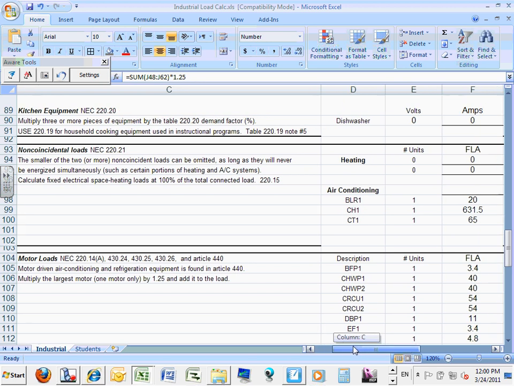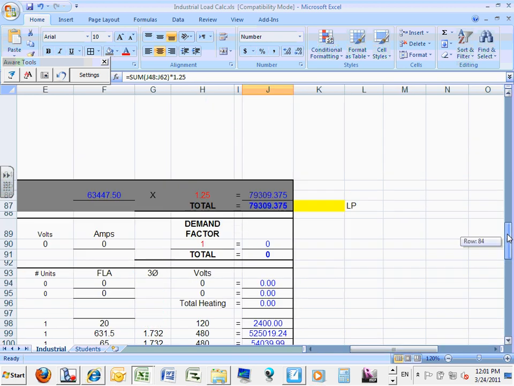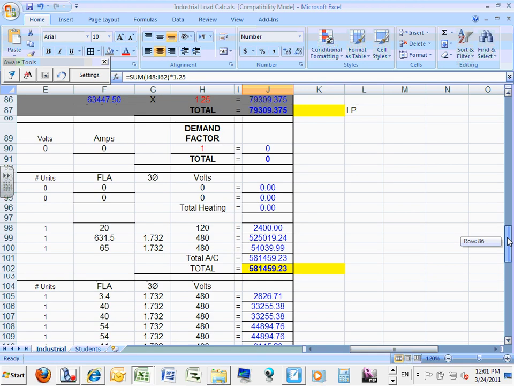Okay. Can you check over what? To the right a little bit. To the right? I don't know. Down here?